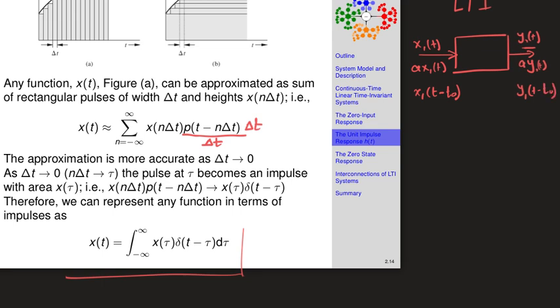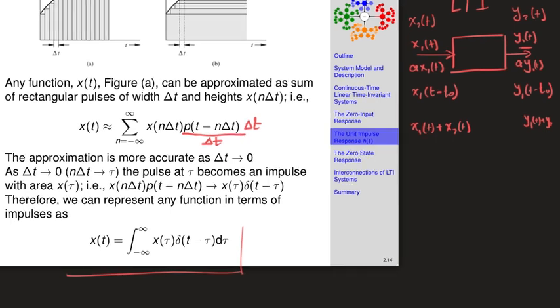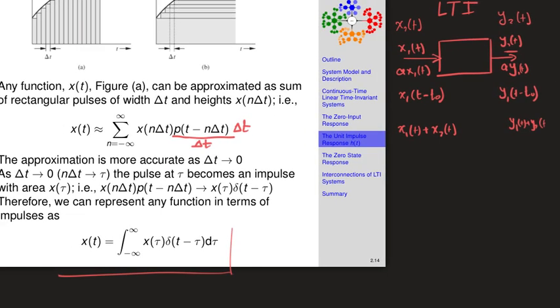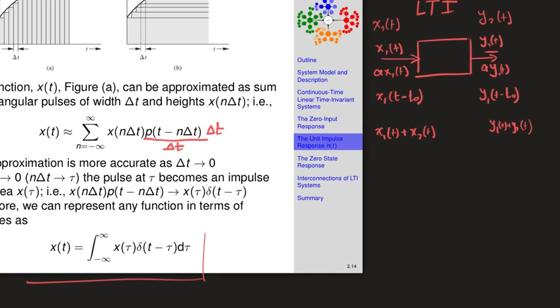Not only that, if I know also that x2 of t produces some output, call it y2 of t, then if I put into this system x1 plus x2, what do I get at the output? y1 plus y2. All of these are properties of a linear time invariant system. Okay, why are these properties useful? Because now I can, knowing that any signal can be represented by some summation, even though it's an integral, just a summation.